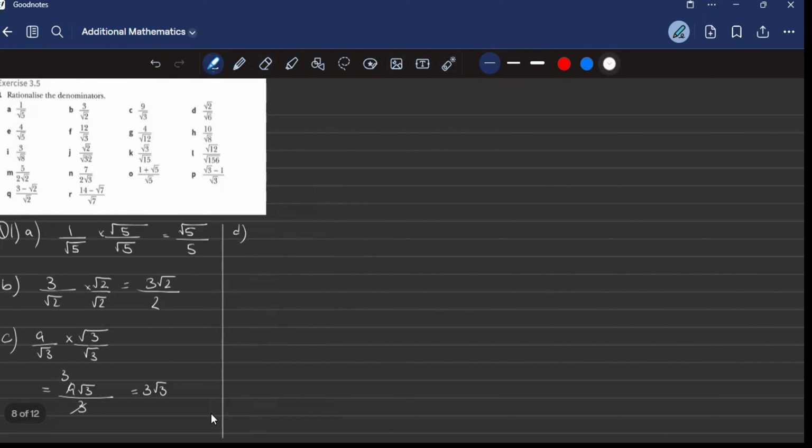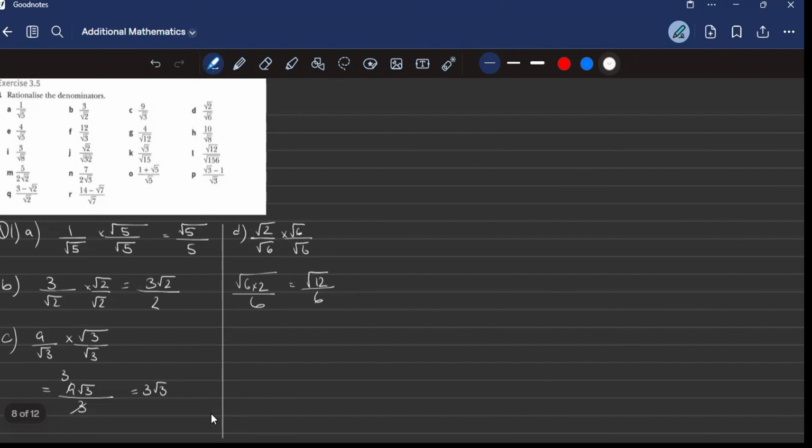For part D, we have, what do we have? Under root 2 divided by under root 6. So basically, we are going to simply multiply under root 6 divided by under root 6 first of all. So under root 6 2s are divided by under root 6 multiplied by 6 is equal to 6. Under root 12 divided by 6.